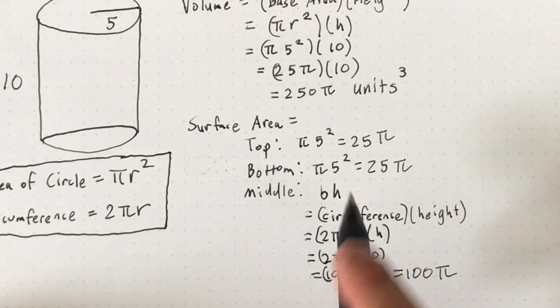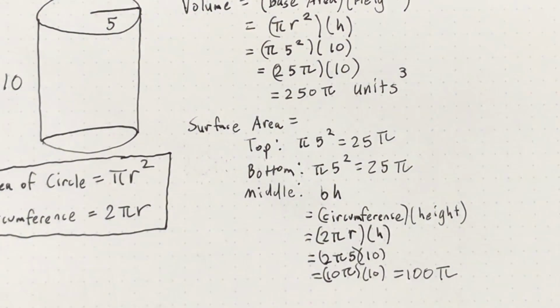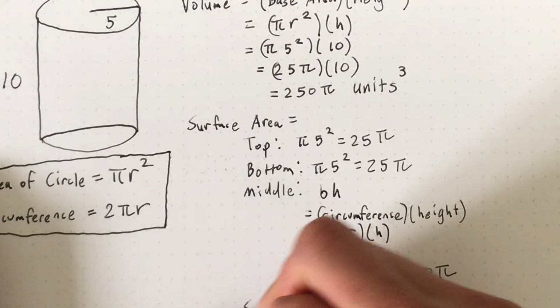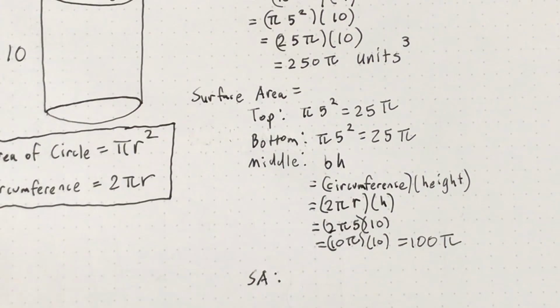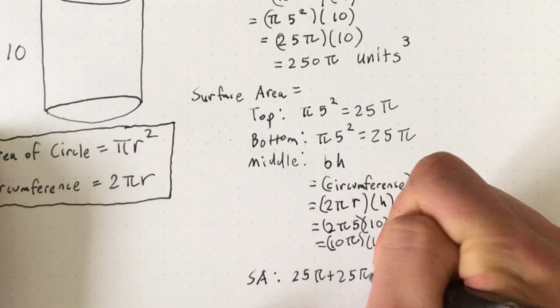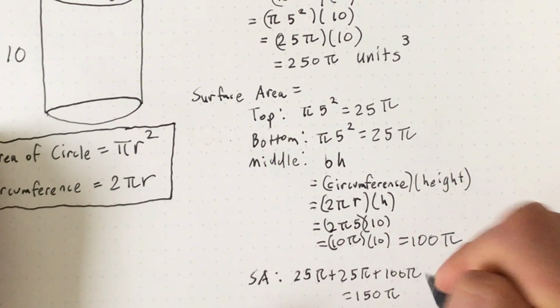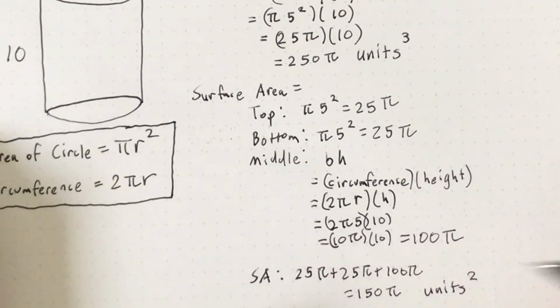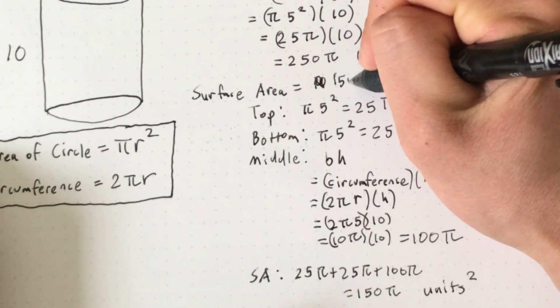Okay, so the top is 25 pi, the bottom is 25 pi, the middle is 100 pi, or the lateral surface. So then, to find the surface area, we can add, right? It's just adding all the sides or the faces of the solid. This is 25 pi plus 25 pi plus 100 pi, which gives us 150 pi. Units squared because it's area. So this is going to be 150 pi units squared.